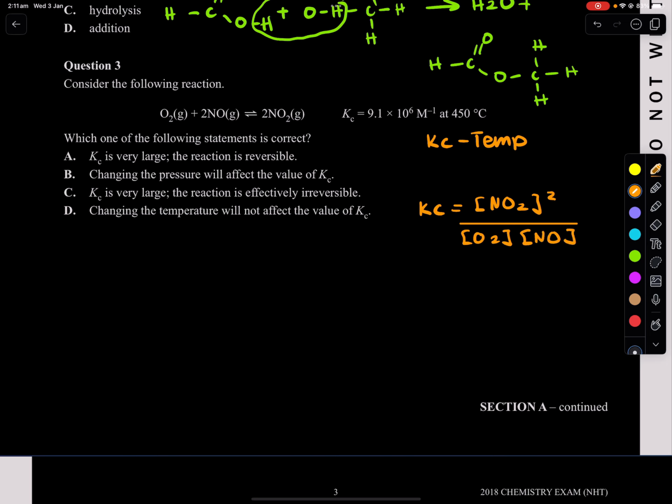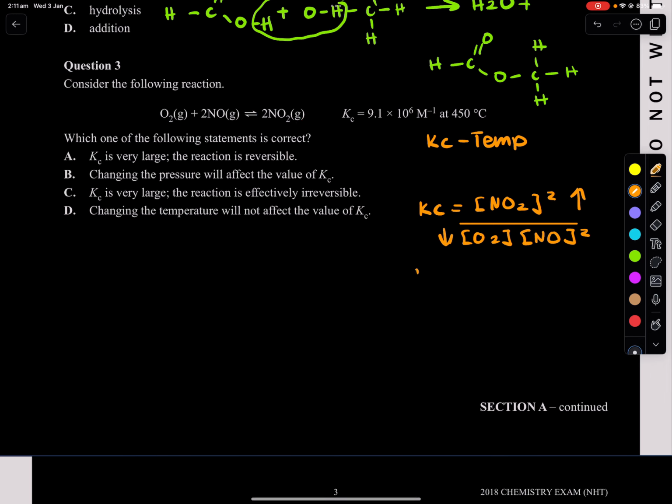All right. Perfect. So if Kc is very large, what do we know? If this value is very large, we know that there is more product than reactants. Imagine more products are forming, in other words, that makes it irreversible, because imagine you're forming all this product and it doesn't go backwards.